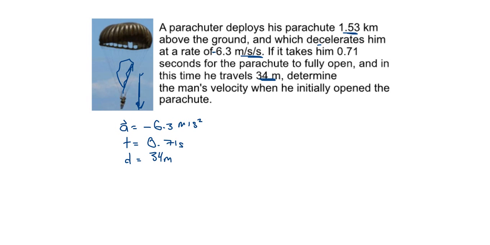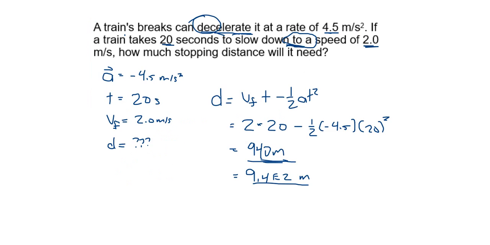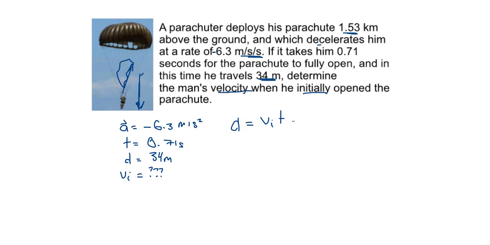It wants to know the man's velocity when he initially opened the parachute, so that's Vi, which means I need a different formula. I need a slightly different one. I need the formula that goes d equals Vi t, what is it, plus or minus? Plus 1/2 a t squared.